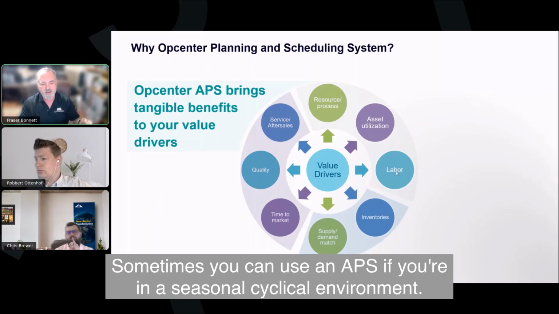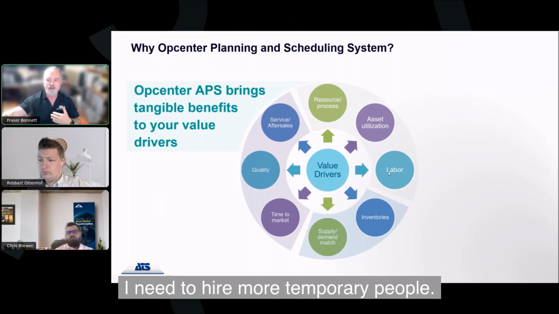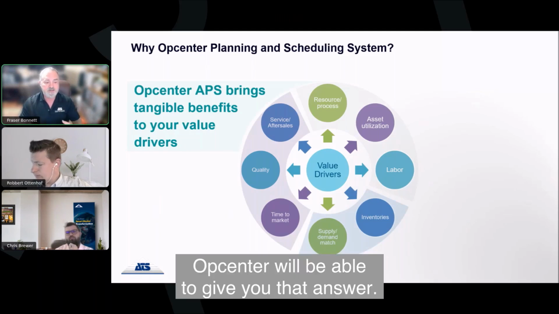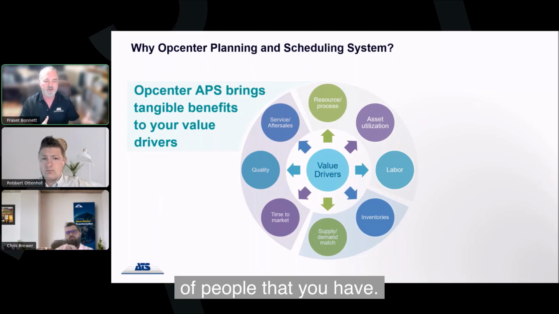Sometimes you can use an APS if you're in a seasonal, cyclical environment. You can use APS to say, okay, I know I'm coming to the point where I need to hire more temporary people. I'm not quite sure how many I need. Opcenter will be able to give you that answer. It says to run that schedule that you want, these are the number of people that you have.